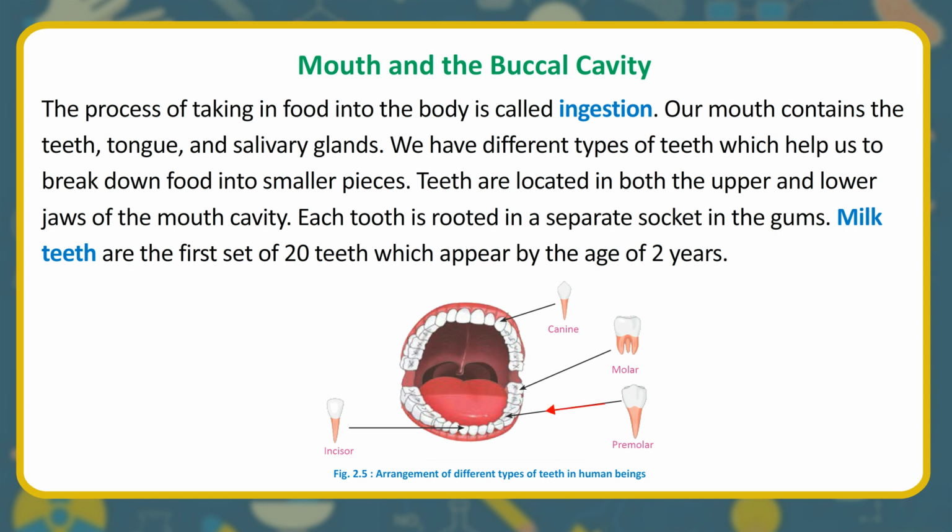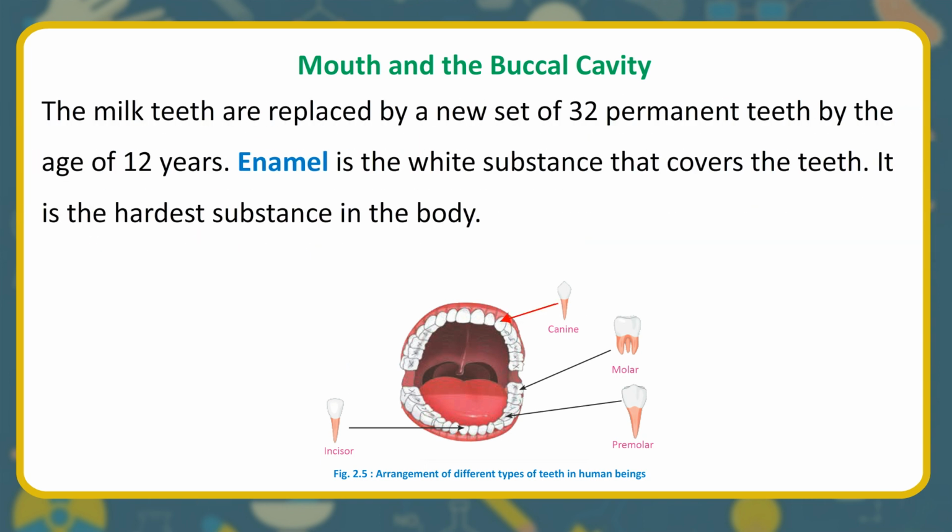Incisor, premolar, molar, canine. Teeth are located in both the upper and lower jaws of the mouth cavity. Each tooth is rooted in a separate socket in the gums. Milk teeth are the first set of 20 teeth which appear by the age of 2 years. The milk teeth are replaced by a new set of 32 permanent teeth by the age of 12 years. Enamel is the white substance that covers the teeth. It is the hardest substance in the body.